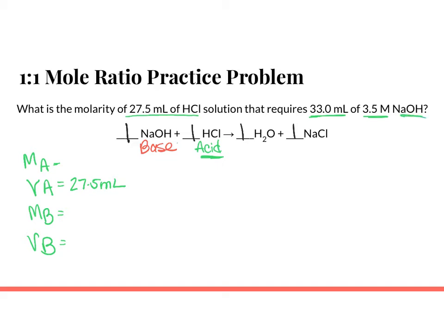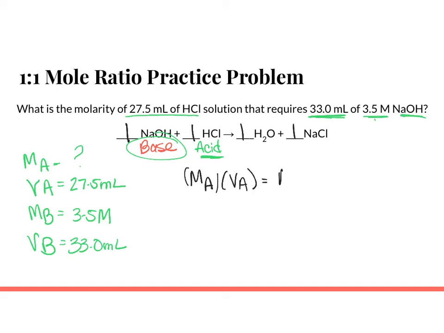I know that NaOH is my base, so this goes for the base. So my volume is 33.0 milliliters. My molarity is 3.5 molar, and I don't know the molarity of the acid. So my next step is to plug this into my equation. I know the equation is Ma times Va equals Mb times Vb. Go ahead, plug those in.